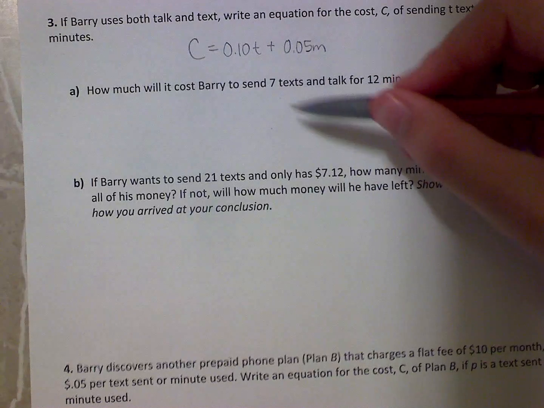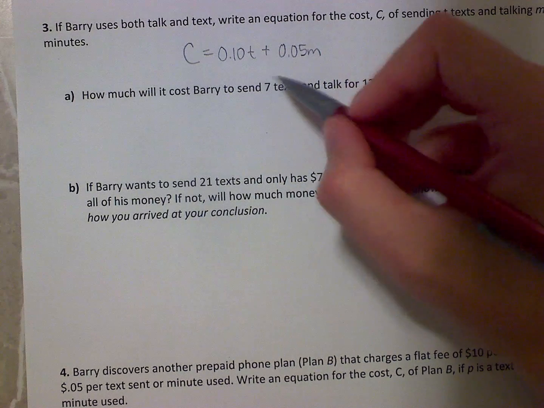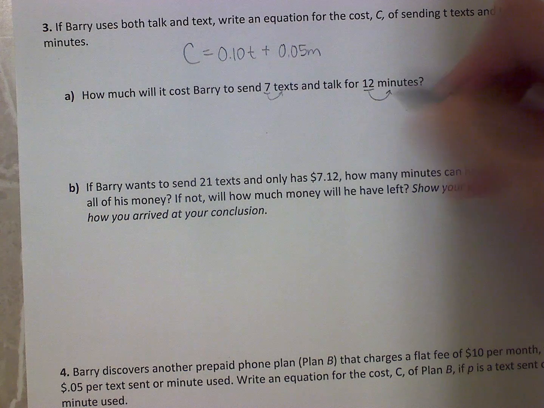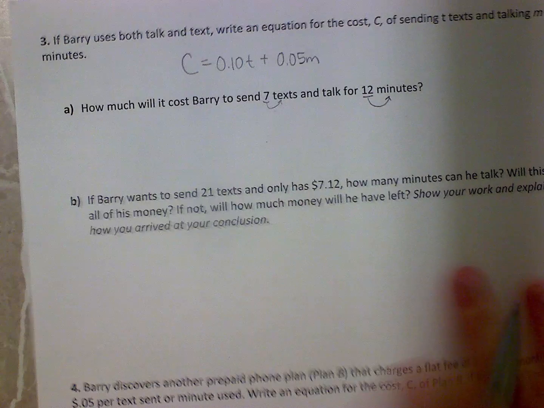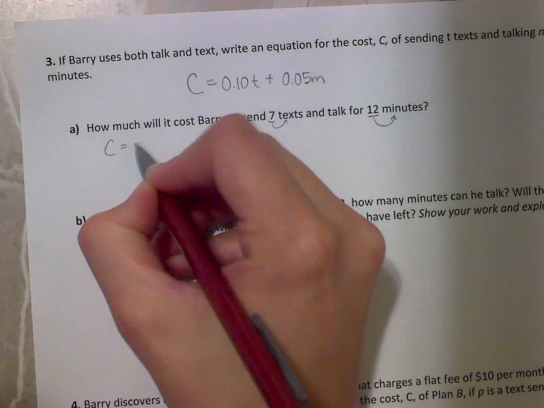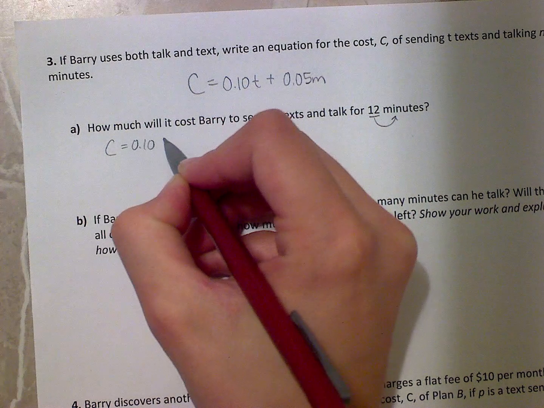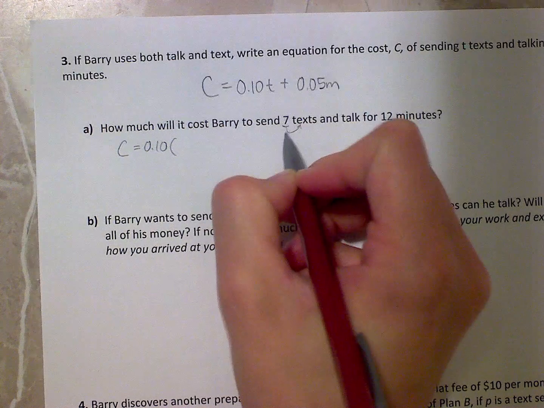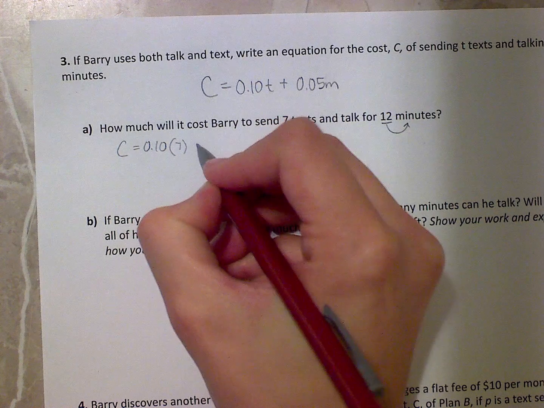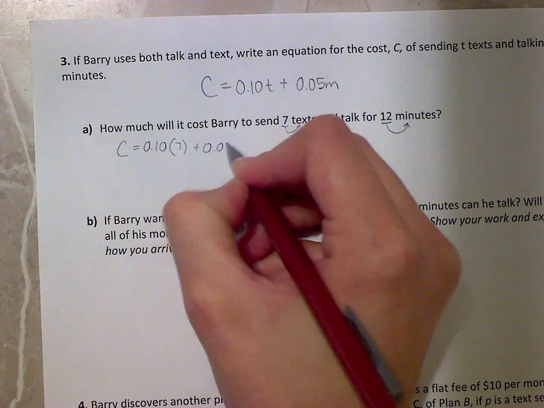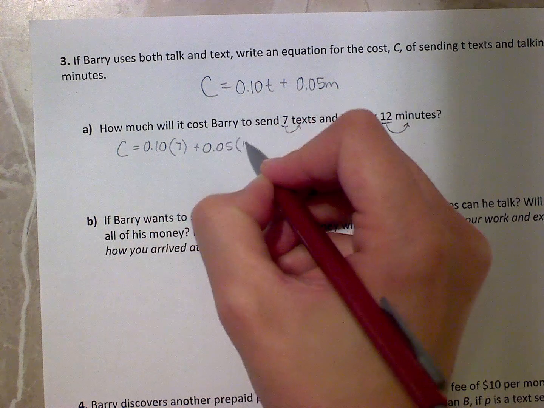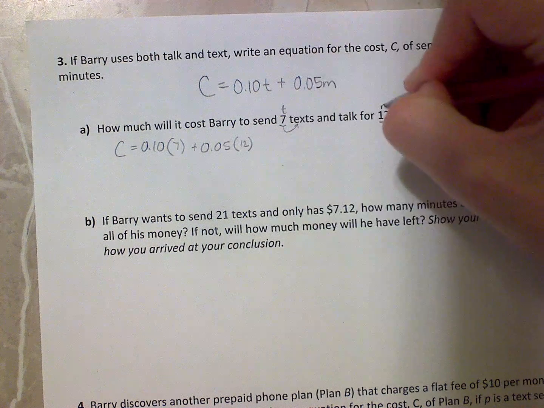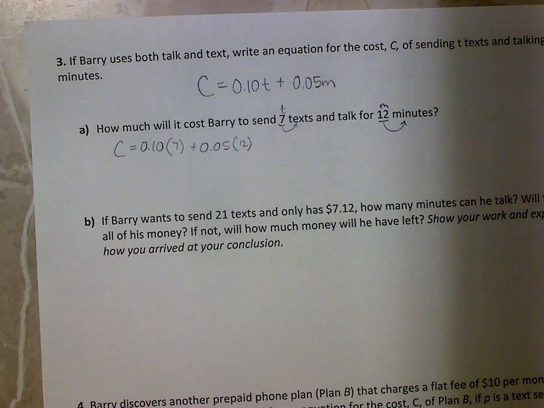So how much will it cost Barry to send 7 texts and talk for 12 minutes? And just be careful here. Where does the 7 go? Well, it's text, so it goes for T. Where does the 12 go? Well, it's minutes, so it goes for M, right? So C equals 0.10. And then there's supposed to be a T here, so I'm going to substitute in 7 times 0.05, and there's supposed to be an M here, so I'm going to substitute in 12, right? And you can even do this. This is a good strategy, right? This is T and M. You can even do that first.